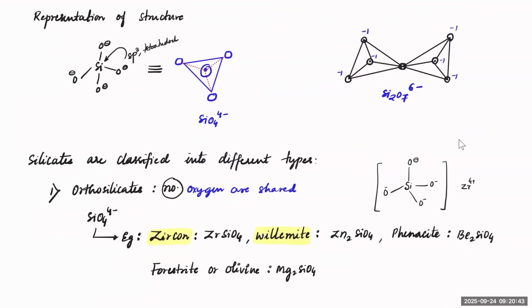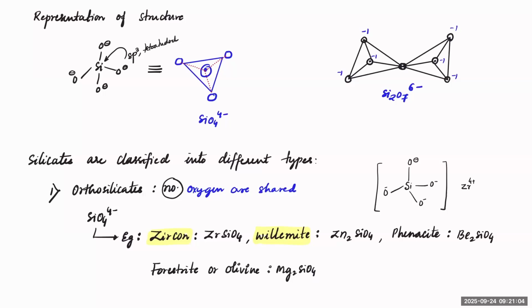Usually, there are so many types of silicates. To represent their structure properly, we have adopted a structural representation. Now, because this is tetrahedral in nature, tetrahedral means it would appear like this, isn't it? If you notice, this is how it will appear, like a tetrahedral.